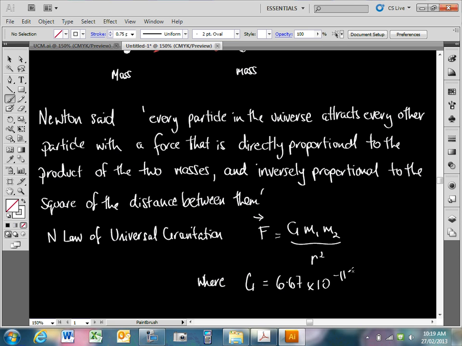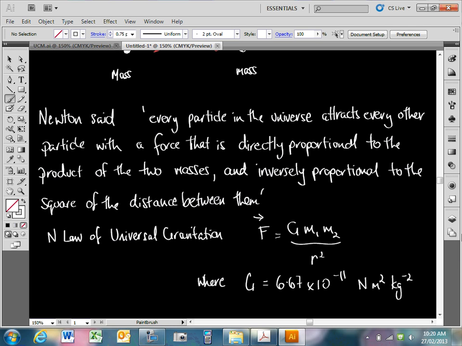Which is Newton meters squared. Hang on. Newton meters to the power of minus 2 kilograms squared. Is that right? Oh, sorry, other way around. And of course it is meters squared kilograms to the power of minus 2.